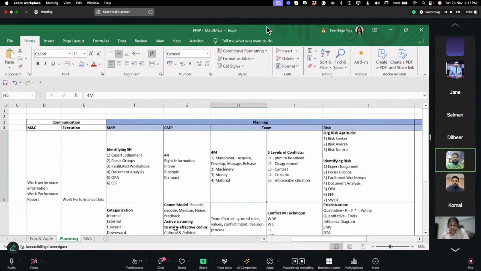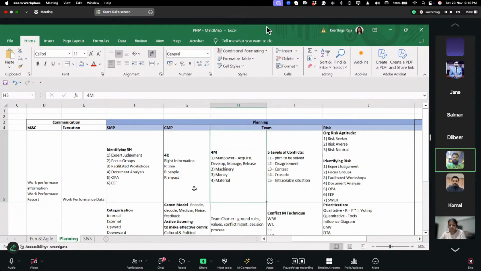Then the equipment, the machinery and equipment which is required for the project. Then the money, meaning the monetary funds that you require to get a project done. Then the material which is required in order to complete the project. So when we are talking about team building, there should be a team charter. The team charter basically tells you what ground rules you have set up for the team, what values you have, how you would be dealing with conflict, which is called conflict management, and how the decision process will work.